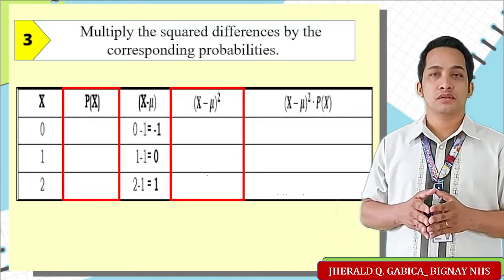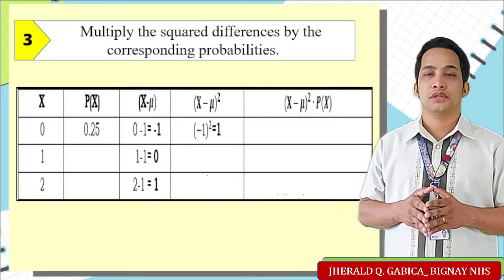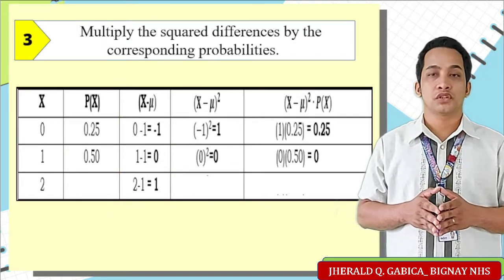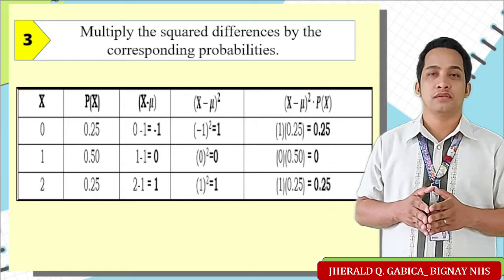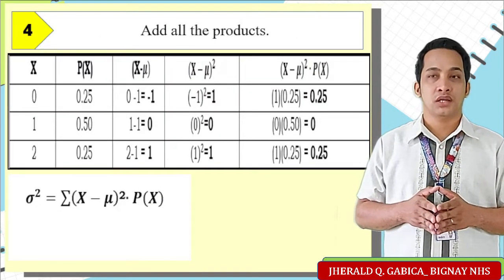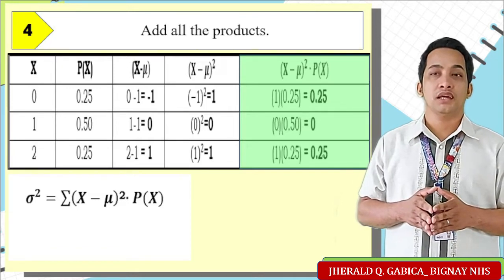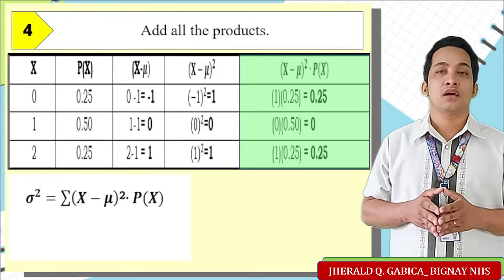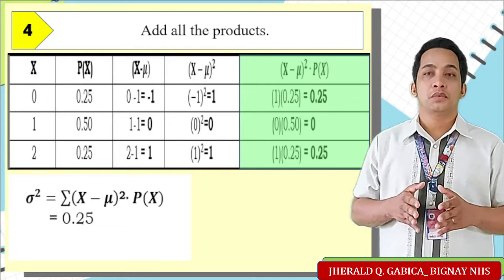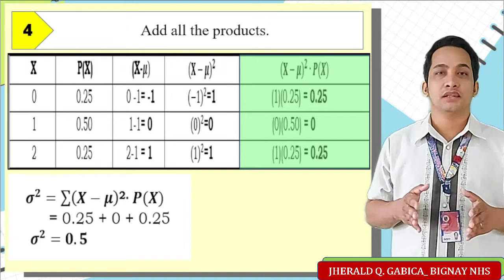So for our first, 1 times 0.25, that is equal to 0.25. 0 times 0.5, that is equal to 0. And 1 times 0.25, that is equal to 0.25. For the last step, we simply add all the products. So that is the summation of the quantity x minus mean squared times the probability of x. So 0.25 plus 0 plus 0.25 is equal to 0.5. And that is our variance.